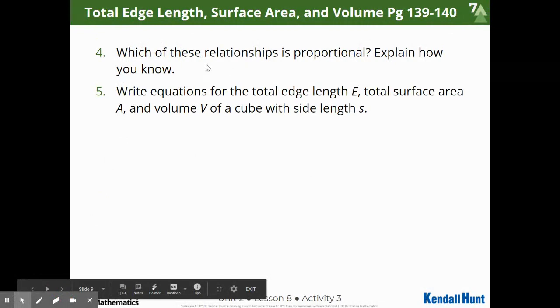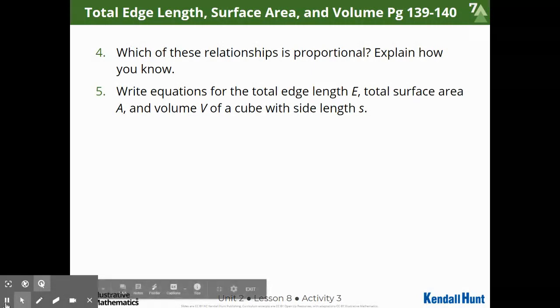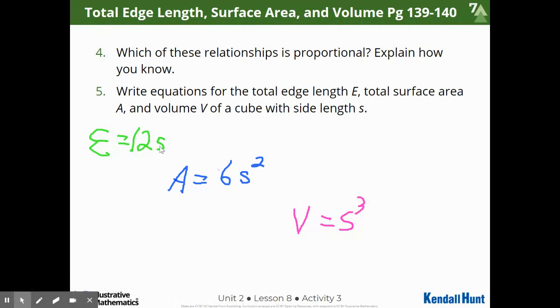So that kind of explains how I know. So let's go ahead and write the equations out for those other ones. If you did not get them, we'll go ahead and put them up here on the screen for you. All right, so there's the equations we came up with. So E is equal to 12 times S. S was the length, and this is our equation. There's 12 edges. Area on that one for the cube was 6 sides times the length squared, because the area of a side is the length squared. Multiply that by 6 to get your total area of that cube.